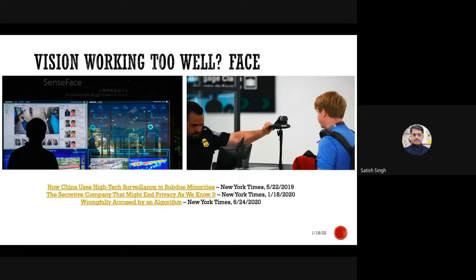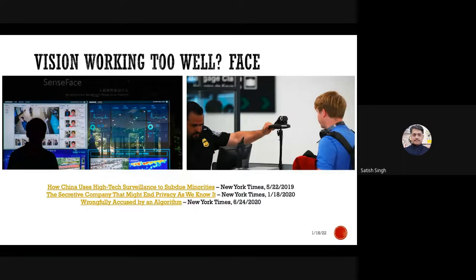So there are certain controversies as well. If you go through these articles, you can sense how China uses high-tech surveillance to subdue minorities. Although as per technological ethics it is not permissible, China is using it. They have cameras capturing the persons passing through, detecting the faces, and immediately observers get information about those persons. The entire information can be accessed immediately, and sometimes it is totally unethical.